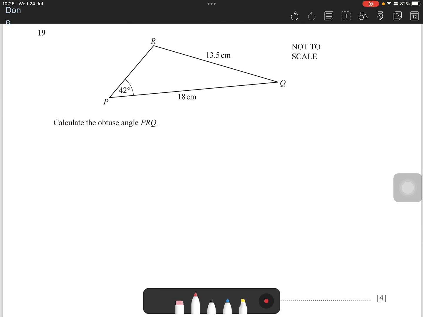Question 19. Calculate the obtuse angle PRQ. So in this triangle, we see some angles and the opposite sides. So we think about the sine rule. Sin of PRQ over the opposite side, 18 centimeters, is equal to sin 42 degrees over the opposite side, 13.5 centimeters.